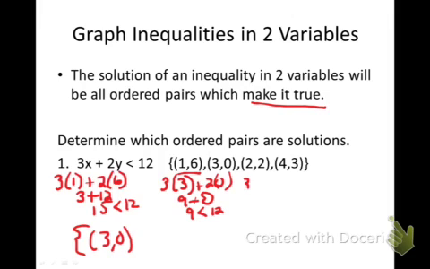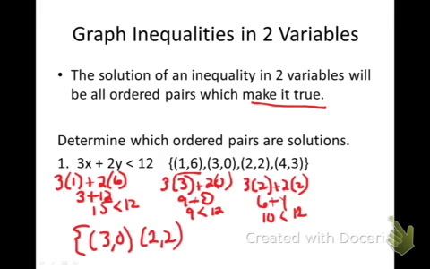I'm going to try (2, 2), so 3 times 2 plus 2 times 2. 6 plus 4 would give me 10, and 10 is less than 12, so that is a solution also. So include the ordered pair (2, 2). Now I need to try (4, 3). So 3 times 4 plus 2 times 3, that would give me 12 plus 6, which is not a solution. So this would be my final answer, the solution set. I only had specific points to try in that case.